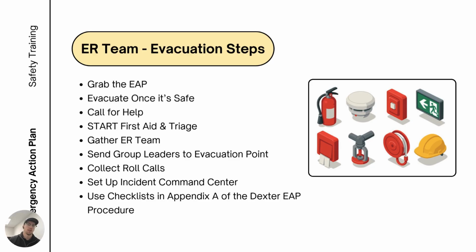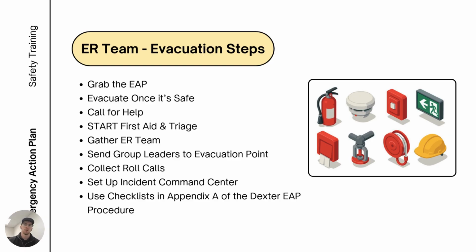Step five, gather the ER team in the executive conference room if possible. This is the meeting place where the command center will be set up. Step six, send group leaders to the rally point for roll call. Step seven, collect the roll calls and identify missing individuals. Step eight, set up the incident command center at the rally point. If possible, you can use the main conference room in building one, which is the priority.